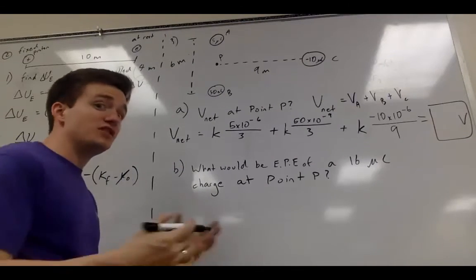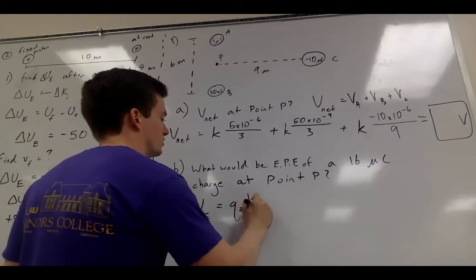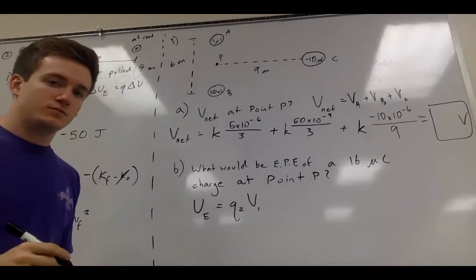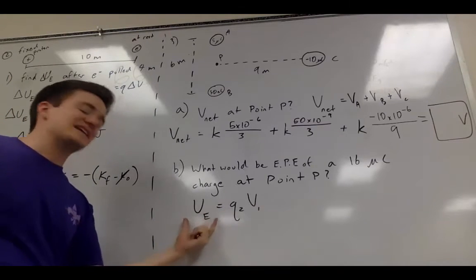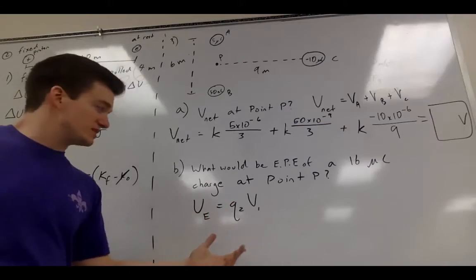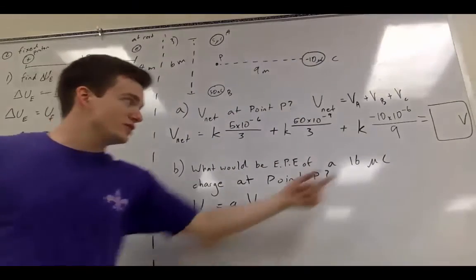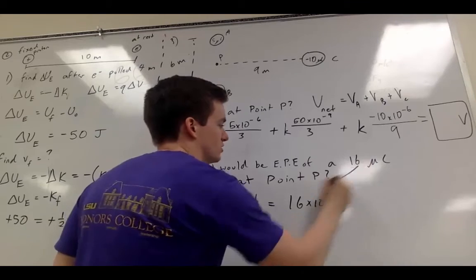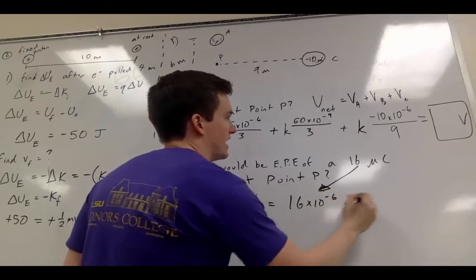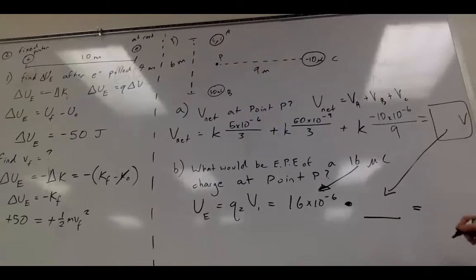Because remember, our definition of electric potential energy is that it comes from a potential. This second charge is put in a spot with potential, so it has electric potential energy right there. That's awesome. That's so nice, because we already have the potential right there. We have that potential, we have the charge, so it's going to be 16 times 10 to the -6, which is that number, times that number equals some number in joules.